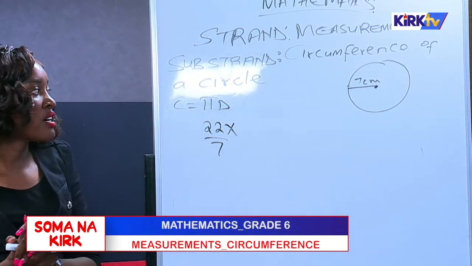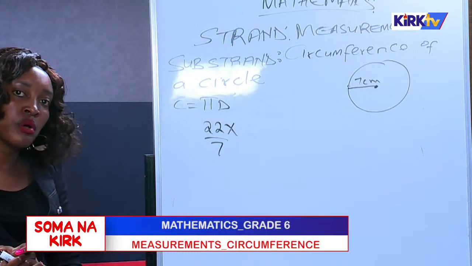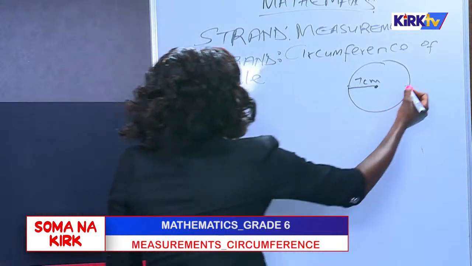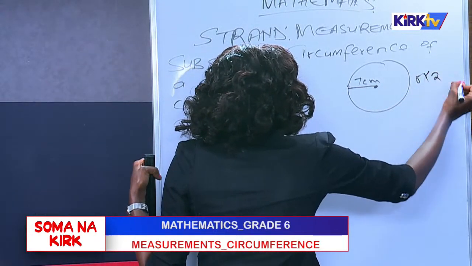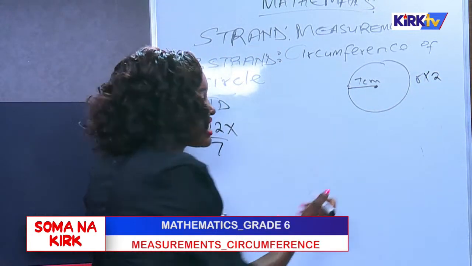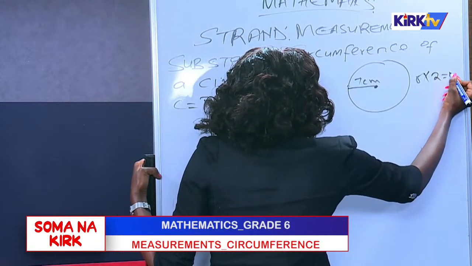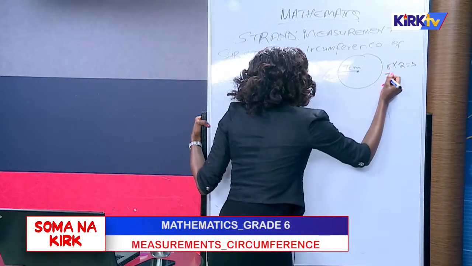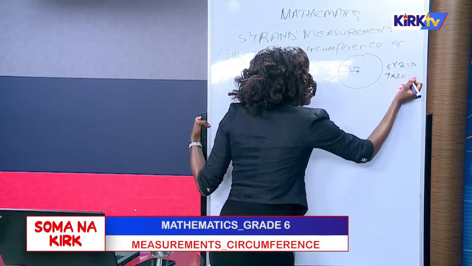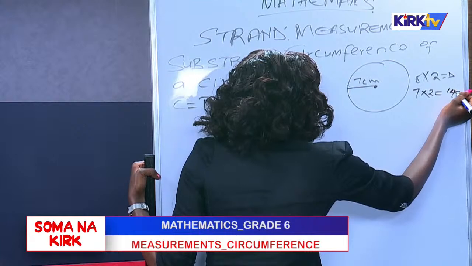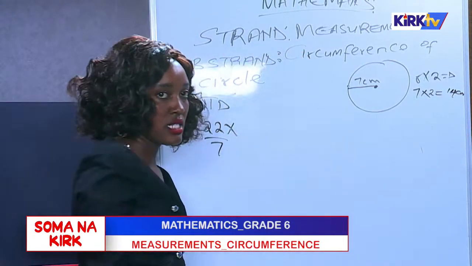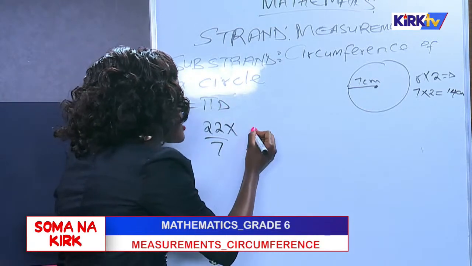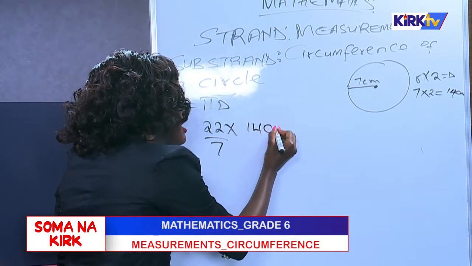Now in our case, we have the radius. What are we going to do? Maybe you can take the radius times 2, which is going to give us what? The diameter. Are we together? So our radius here is 7 times 2, which is 14 centimeters. All right? Now you come here and put your D as 14 centimeters.